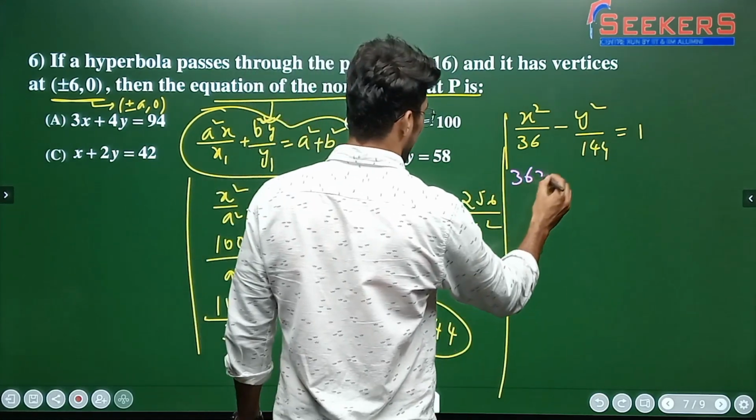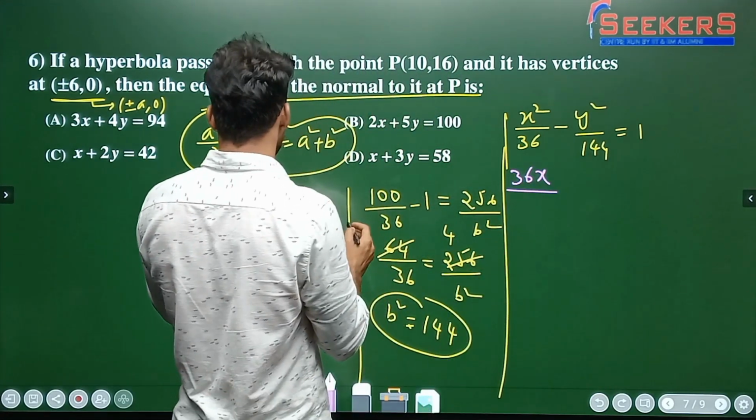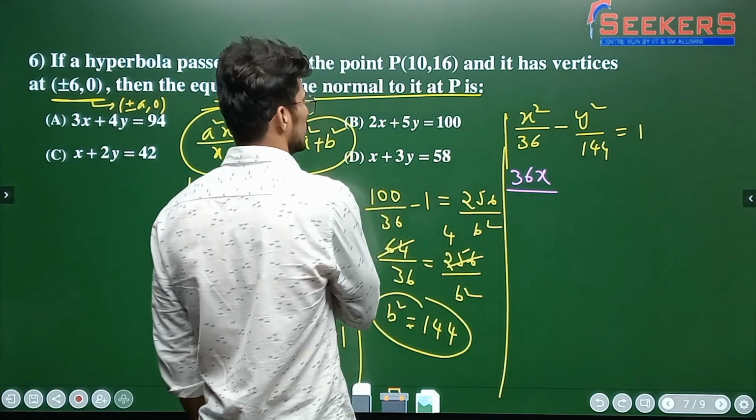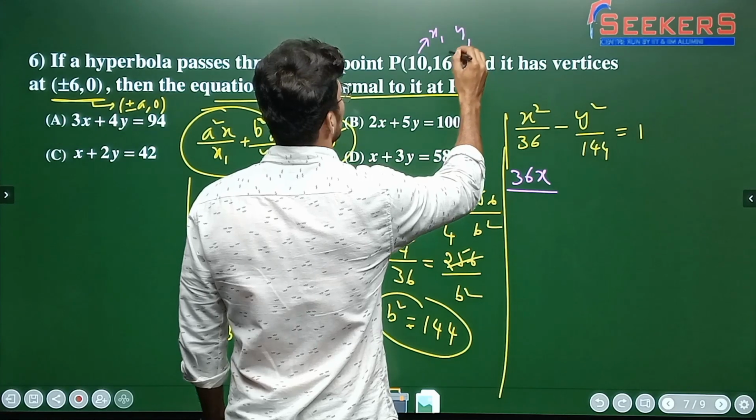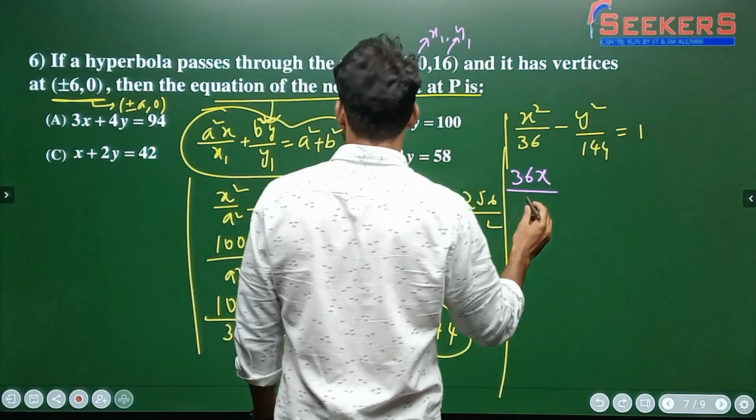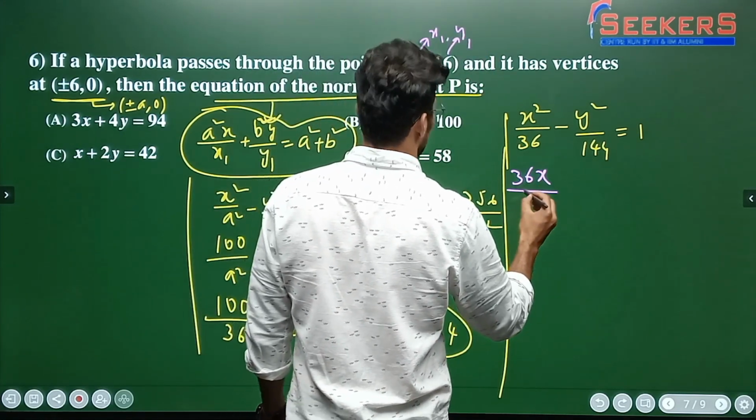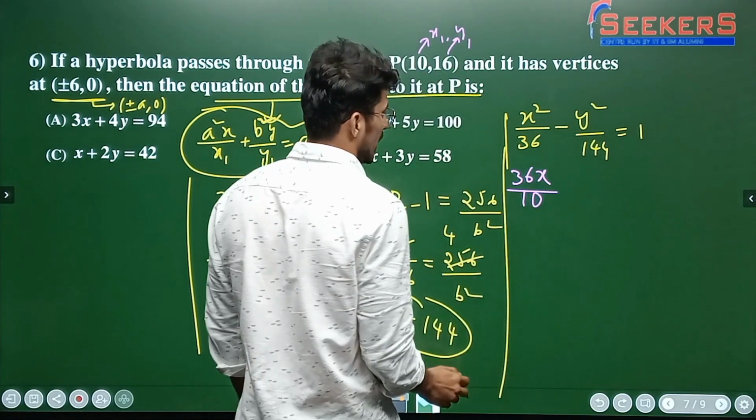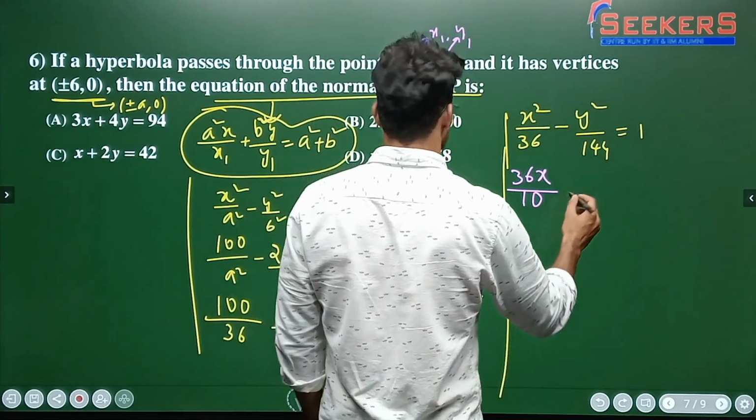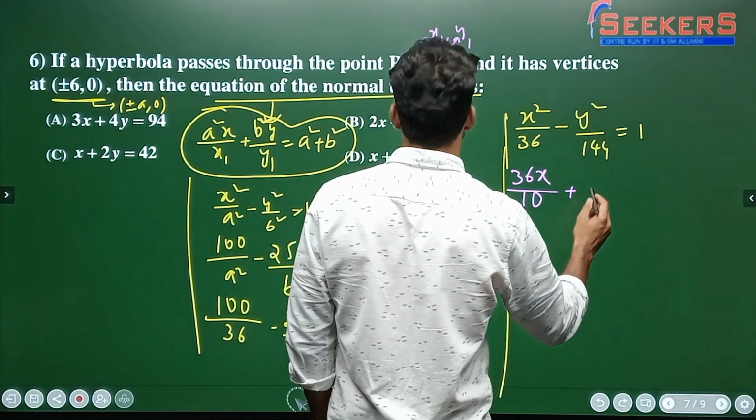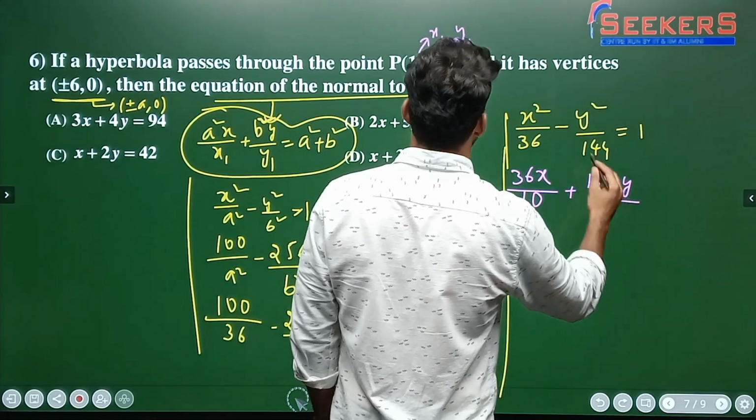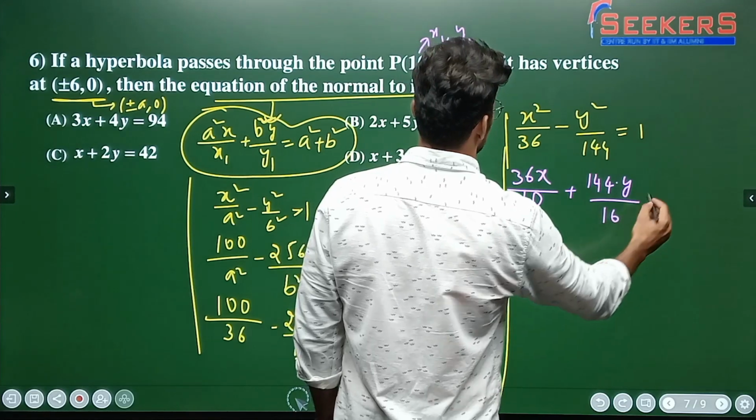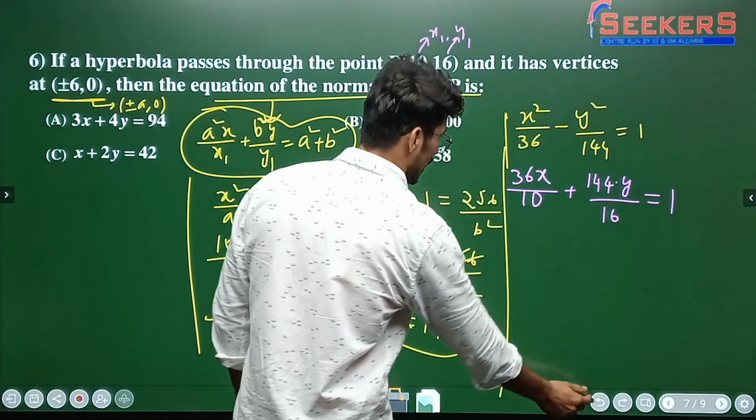36 into x, I'm substituting in this formula, divided by x1. x1 is what? This is x1, this is y1. So x1 is 10. Plus b square. B square is 144 into y divided by y1. y1 is 16, is equal to a square plus b square.